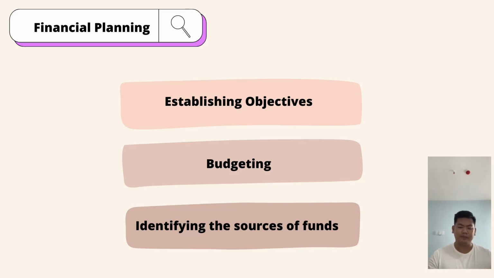So number 3, identifying the sources of funds. There are 4 ways of financing in a business enterprise. The first is the income from sales, owner's money and sale of shares of stock, borrowings from friends, relatives, and financial institutions issuing bonds, and the last one is sales of some property of the enterprise as a last resort. So, identifying the source of funds.